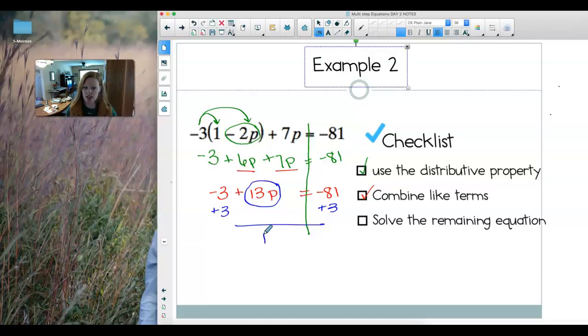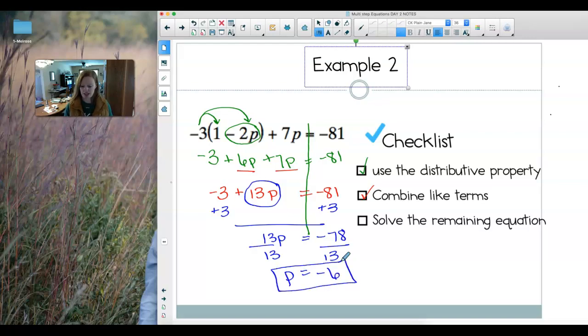So we have 13p equals -78. And the last step is to divide by 13. And you for sure can use your calculator. 78 divided by 13 is 6. Because we have a negative sign, my answer is negative. So we have p equals negative 6.